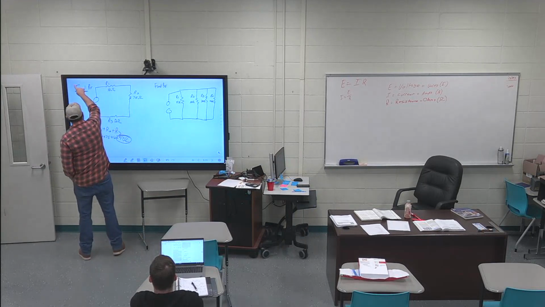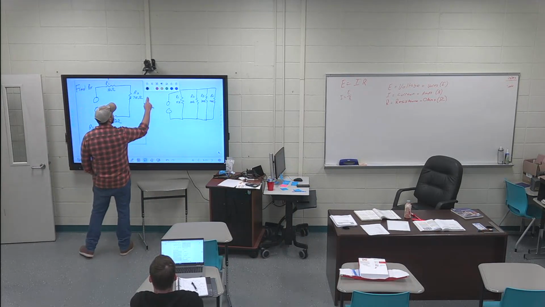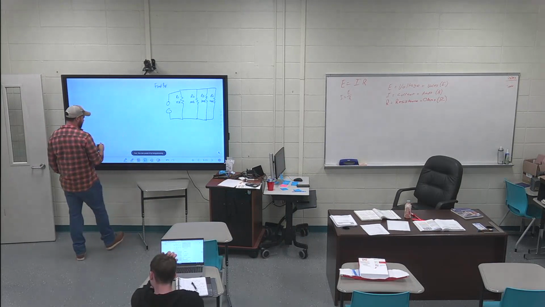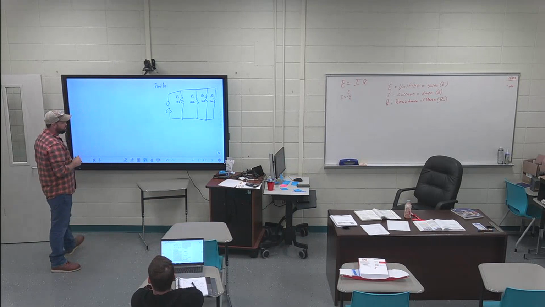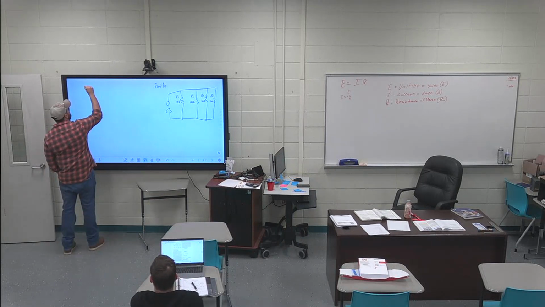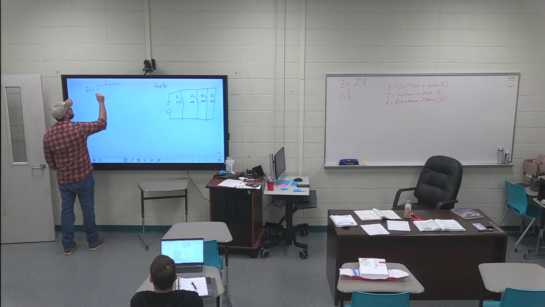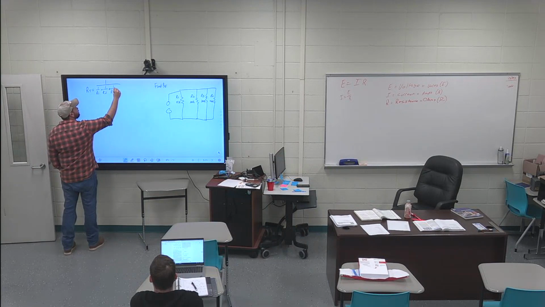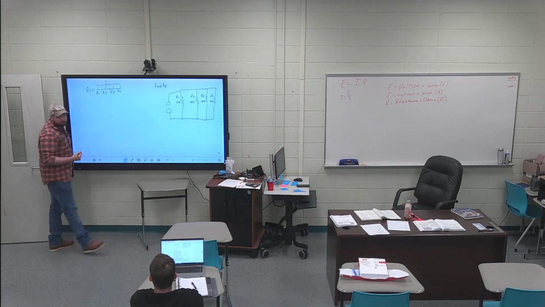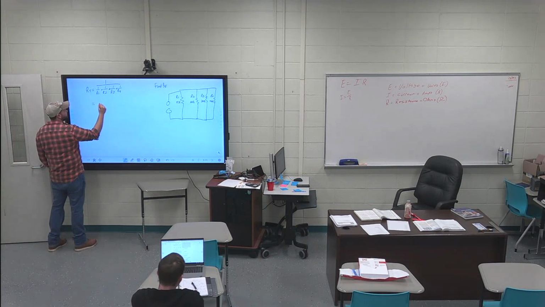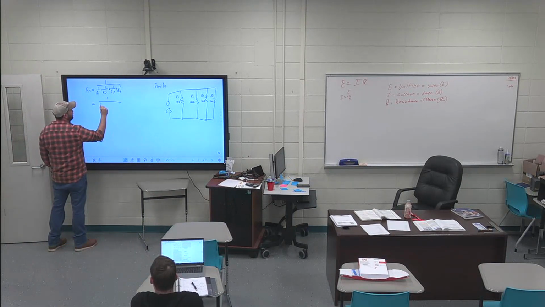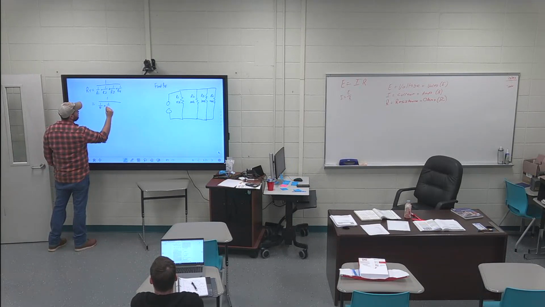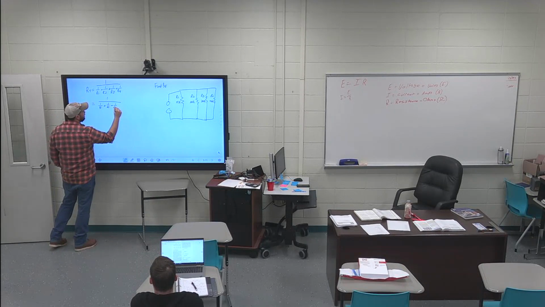All right. What's my equation for 4 resistors in parallel? 1 over R total equals 1 over R1, plus 1 over R2, and so on. Good. All right, plugging them in: 1 over 5 plus 1 over 10 plus 1 over 20 plus 1 over 40.